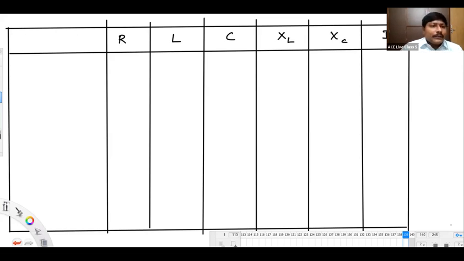So I'll say first parameter. First, with respect to length of line, what will happen? First one is length of line is increasing. What will happen to resistance value, inductance value, and capacitance value? Tell me, please.